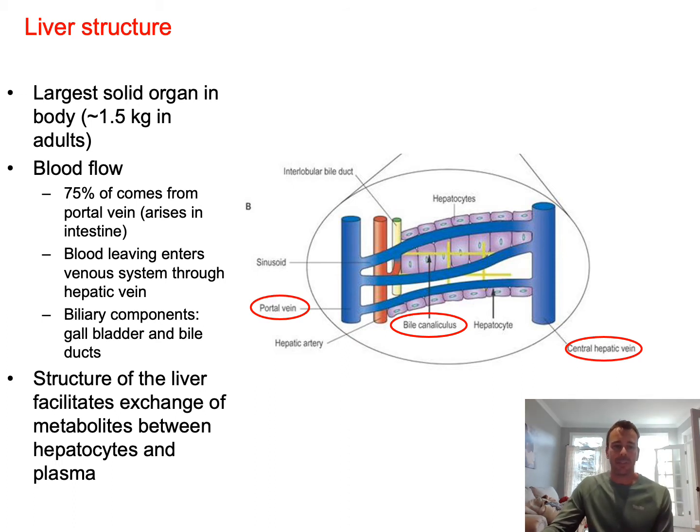Here's a picture of the liver structure. It is the largest solid organ in our body. It's about 1.5 kilograms in adults. About 75% of the blood flow comes from the portal vein, which is shown here. This arises in the intestine. Blood leaves through the venous system via the hepatic vein, the central hepatic vein shown here. And then the biliary components, the gallbladder and the bile duct, are shown here. The structure of the liver facilitates exchange of metabolites between liver cells and the plasma.